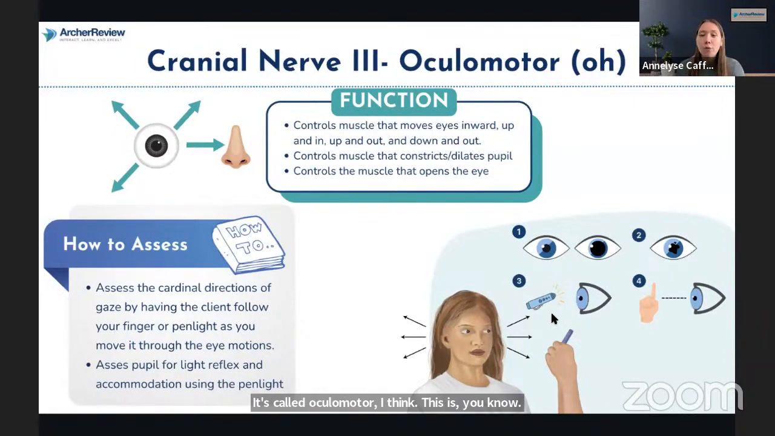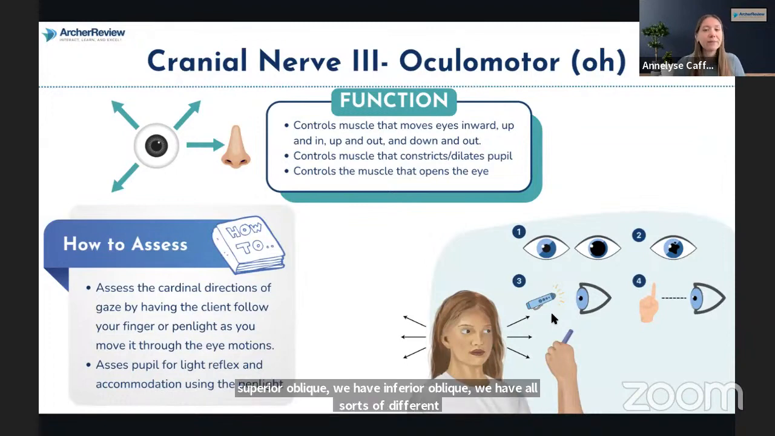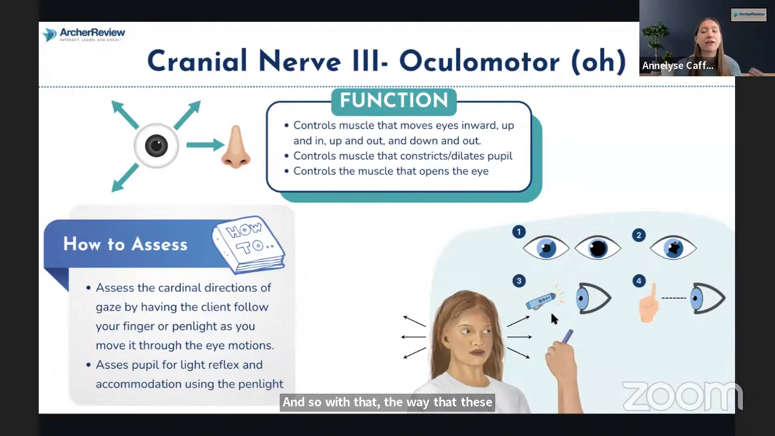I remember that it's oculomotor when 4 and 6 also move the eyes, because this is the one that does the most eye movements. There's a couple different eye muscles in the eye. We have the medial, we have lateral, we have superior oblique, we have inferior oblique. We have all sorts of different muscles in the eye. And so with that, the way that these cranial nerves innervate, they innervate different muscles. Cranial nerve 3 does almost all of the eye movements except for 2. So cranial nerve 4 is in charge of one eye movement, and cranial nerve 6 is in charge of one eye movement.